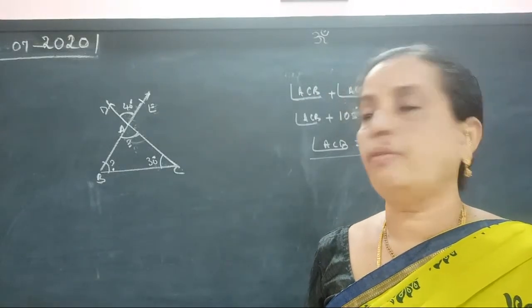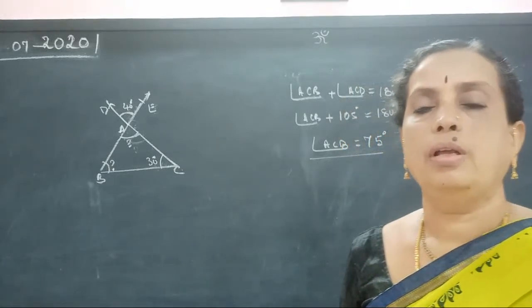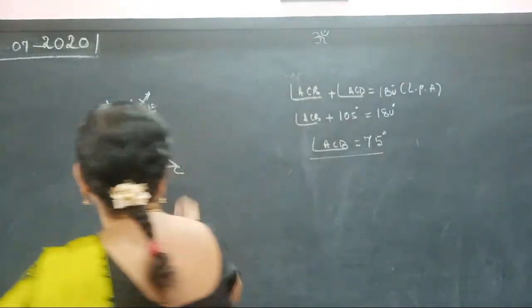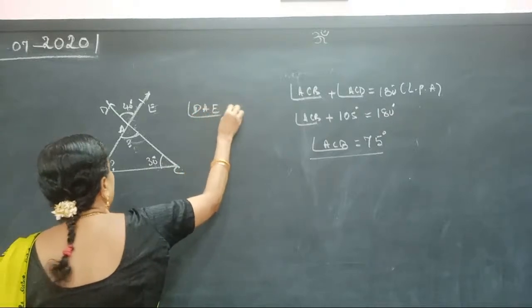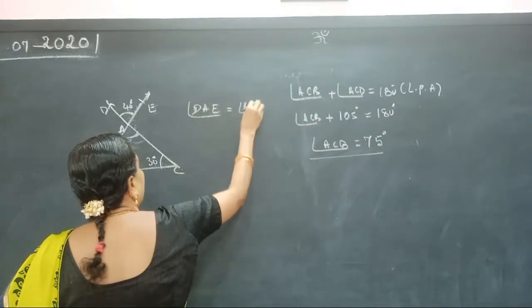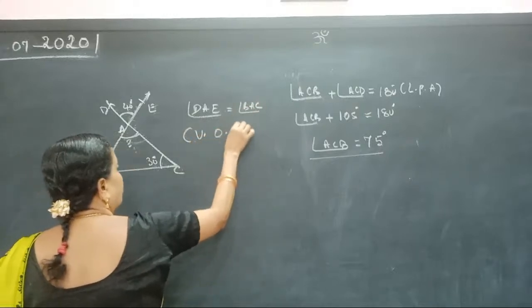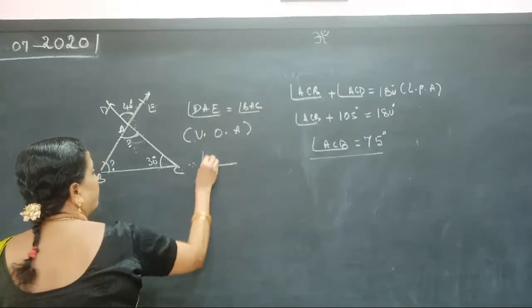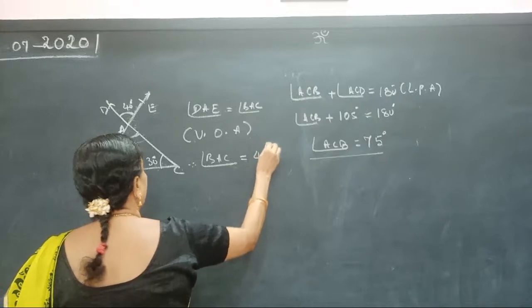Yes, they are equal. BAC equals 40 degrees because they are vertically opposite angles. Angle DAE equals angle BAC (vertically opposite angles). Therefore, angle BAC equals 40 degrees.